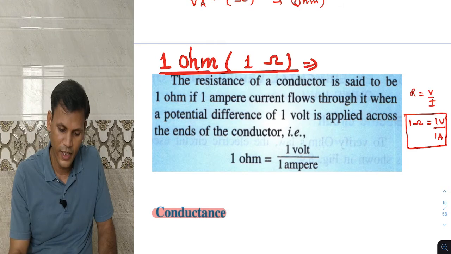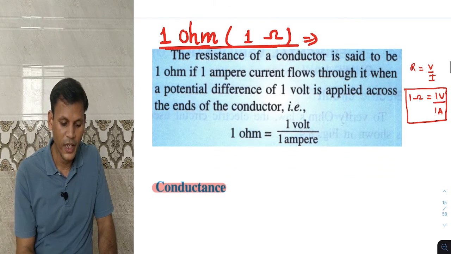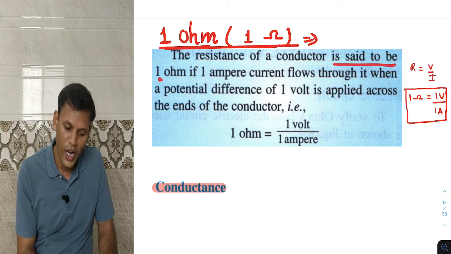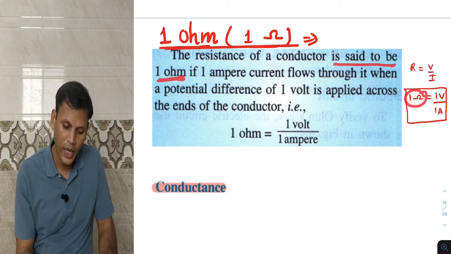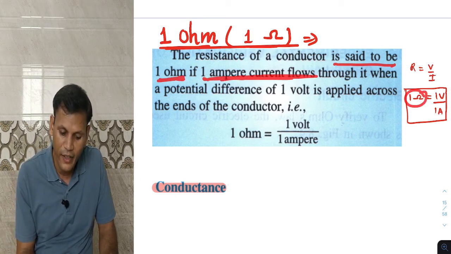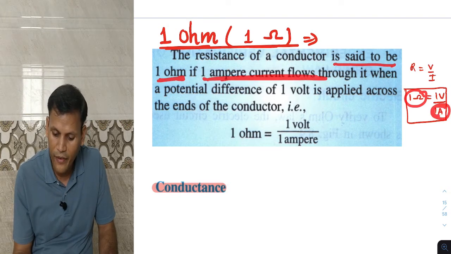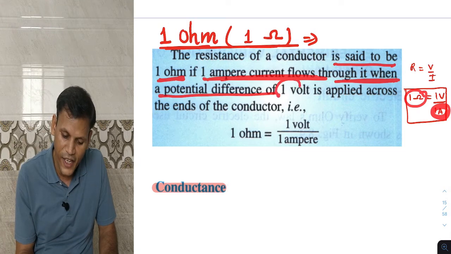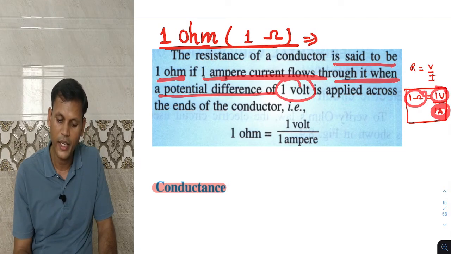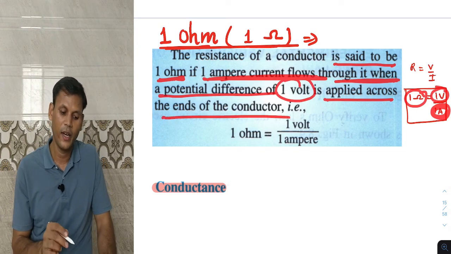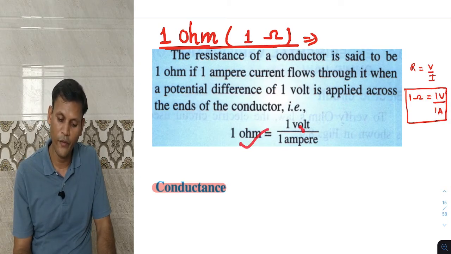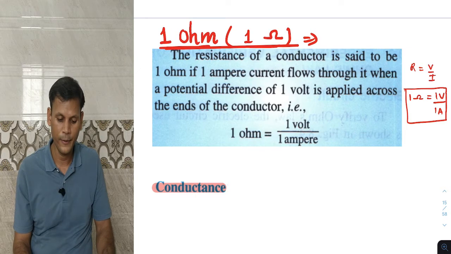That same thing is here. The resistance of a conductor is said to be 1 ohm if 1 ampere of current flows through it when a potential difference of 1 volt is applied across the ends of the conductor. So 1 ohm is 1 volt upon 1 ampere.